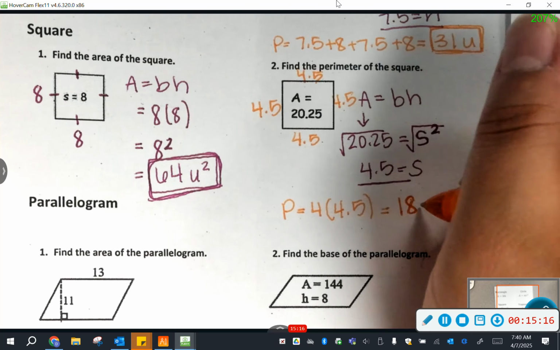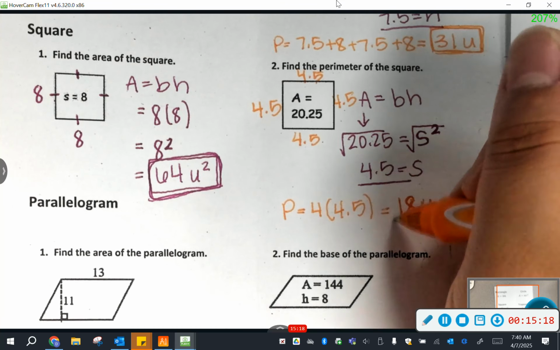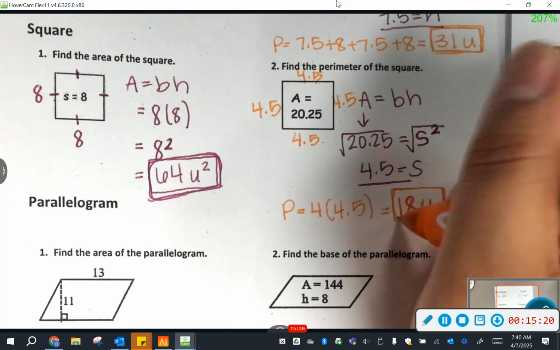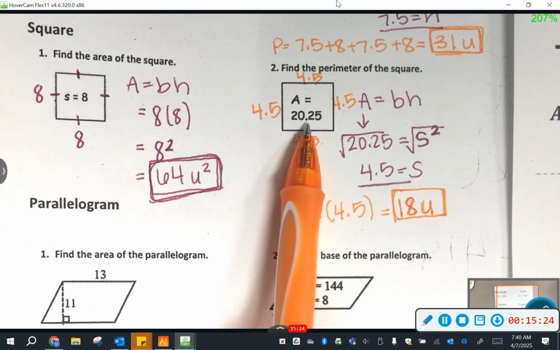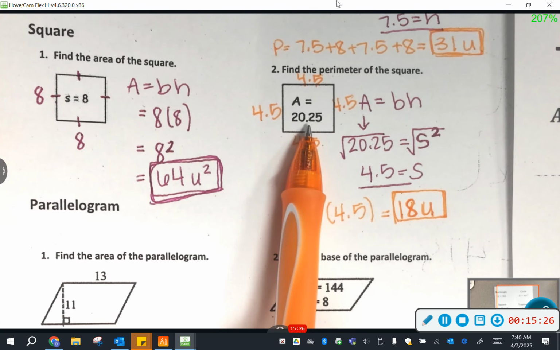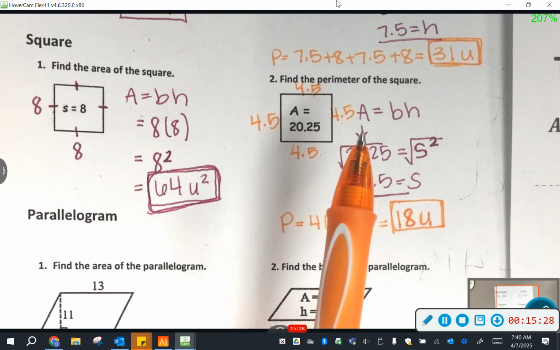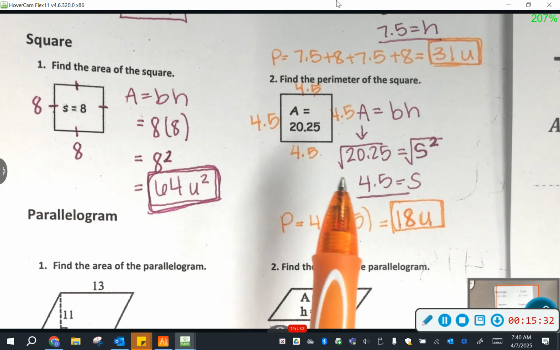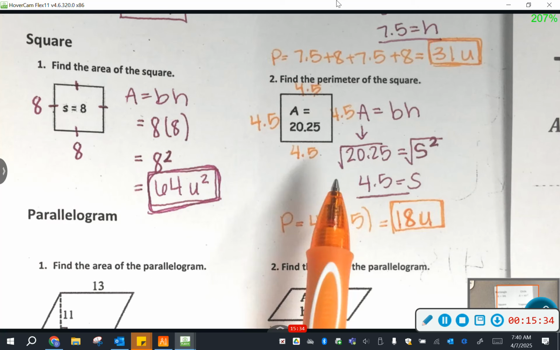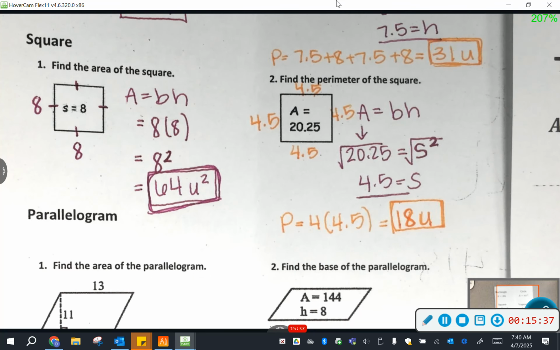Perimeter is adding up everything. Area is multiplying everything. So I had heard somebody say, hey, can we just divide this by 4? If that were a perimeter, you could divide it by 4. But because it's an area, you have to square root it. And we're going to practice that so y'all get better with that. It's a little weird.